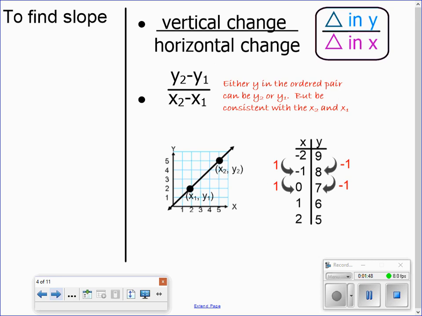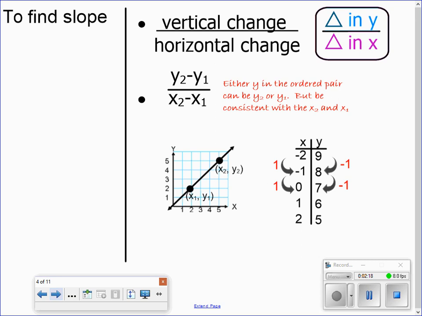When we're finding slope, we are looking at vertical change over horizontal change. We have various different ways of finding slope. Again, we can find slope from a table, from a graph, from just a couple of points. We could also look at an equation. No matter which method we're using to find slope, we are always looking at this vertical change over horizontal change, also known as change in y over change in x.